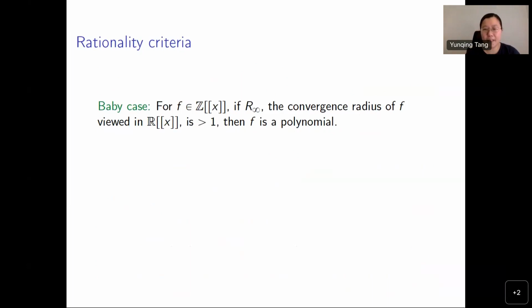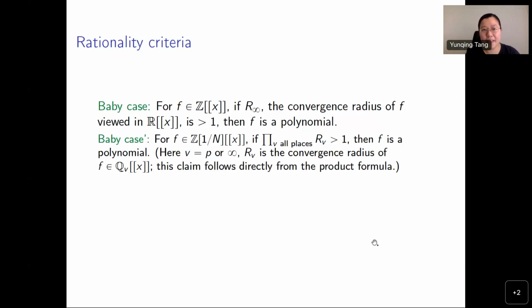Okay, so first thing is, let's look at the power series with Z coefficients. And then what can we say about the power series is that if the convergence radius of the function is strictly greater than 1, then it is a polynomial. So that's a quick exercise of calculus.